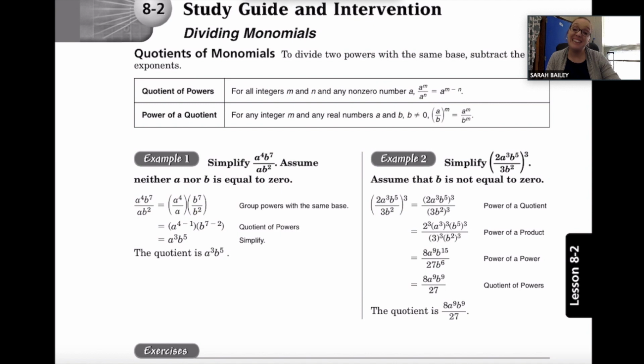Hi, and in today's lesson, you guys are going to talk about dividing monomials. So this is still an extension of all the exponent properties, but today's lesson is going to use variables.